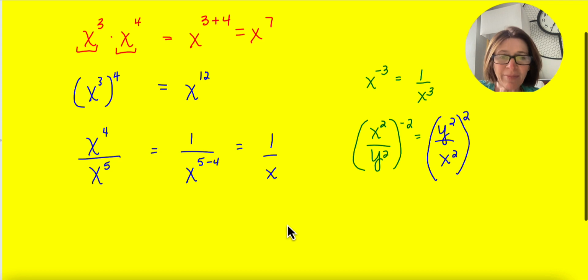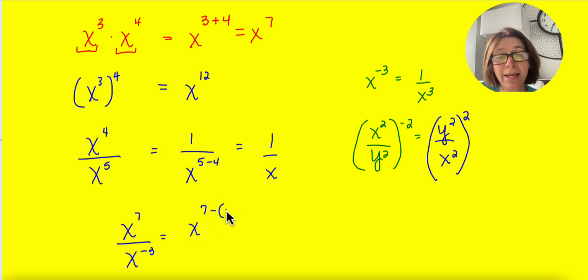All right, now, these are the basic laws of exponents. Now, what happens if I give you, say, x to the 7th all over x to the negative 3? Well, you still bring the smaller to the larger and subtract, but that's going to become x to the 7 minus negative 3, so x to the 7 plus 3, which would be x to the 10. Again, smaller to the larger and subtract.